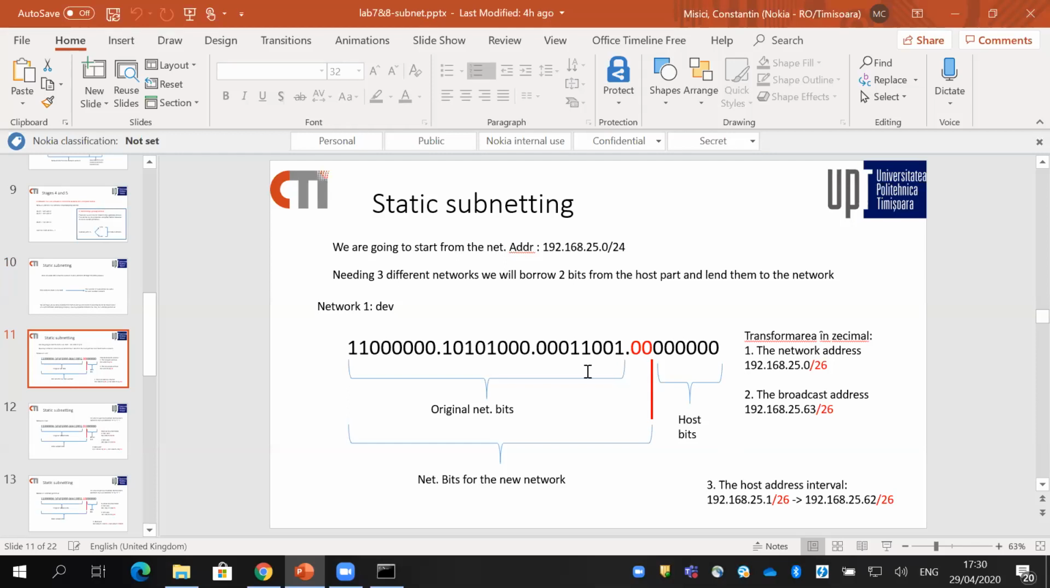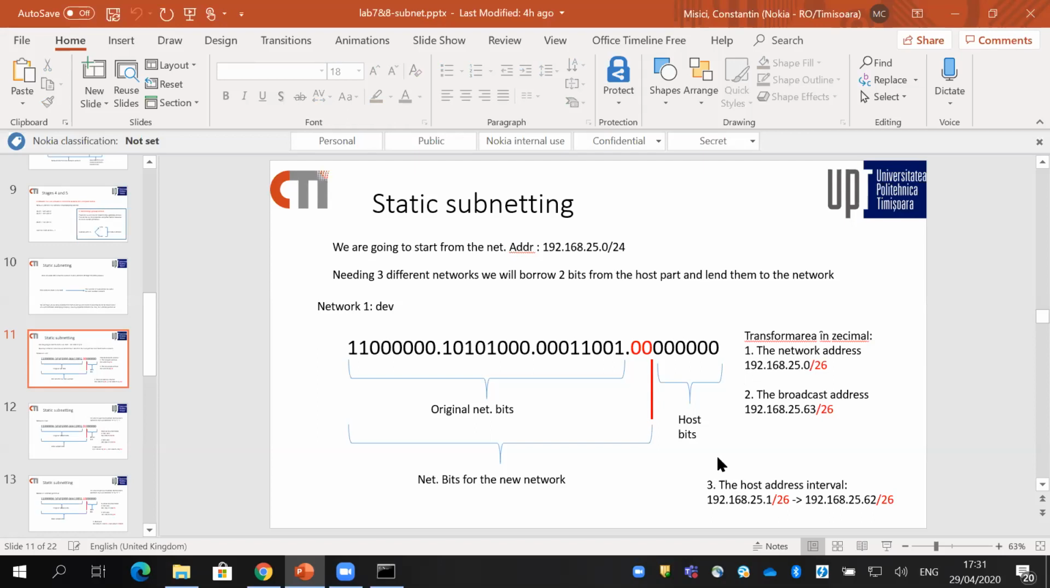So we have the original network bits, and we add 2 more, the red ones over here. That means that the network address for the new network, namely for the development network, is in binary the same one as the original one, with one slight difference. Can you tell me what that difference is? We'll have 26 now, right? Exactly. So we'll have 26 bits, instead of the original 24 in the network mask.